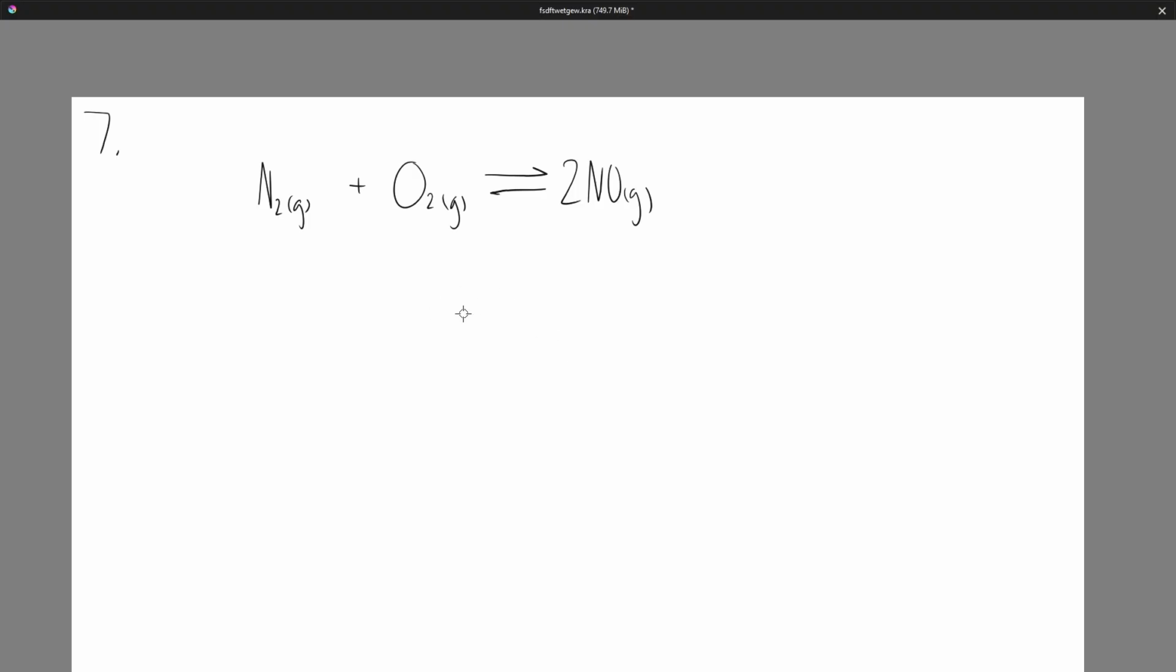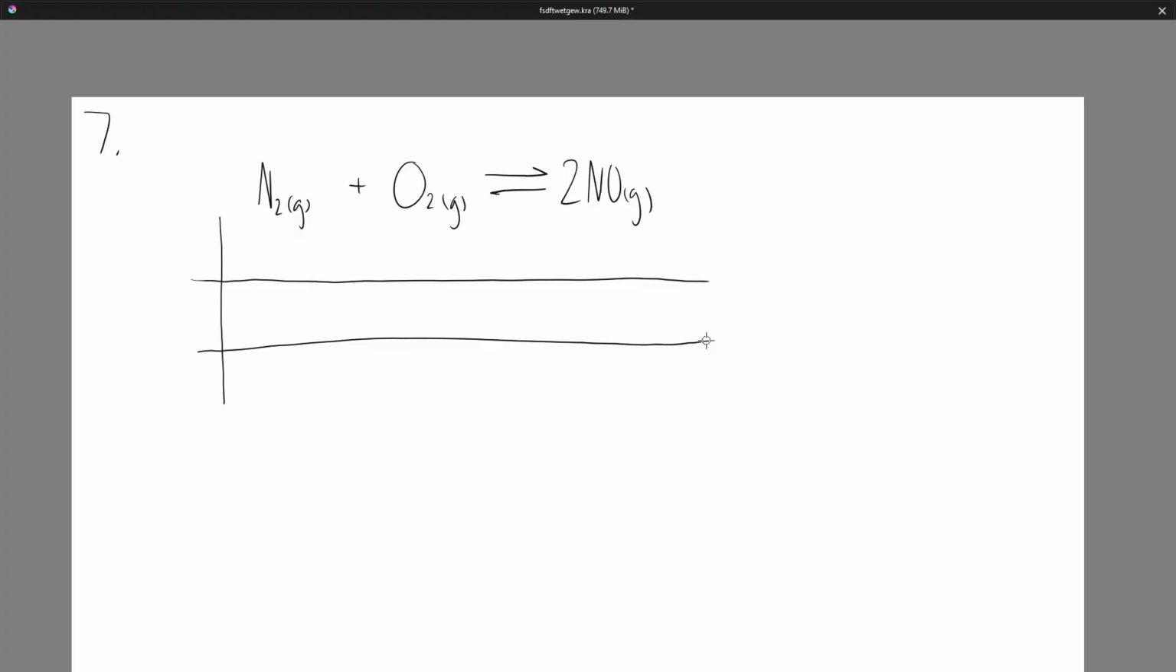So it shouldn't be obvious, but I feel like you guys should start getting used to knowing what the signals are for making ICE tables. If you're given initial concentrations, and you're asked to find concentrations of a specific product or reactant at equilibrium, that basically means you have to make an ICE table. Okay, so let's go ahead and do that.